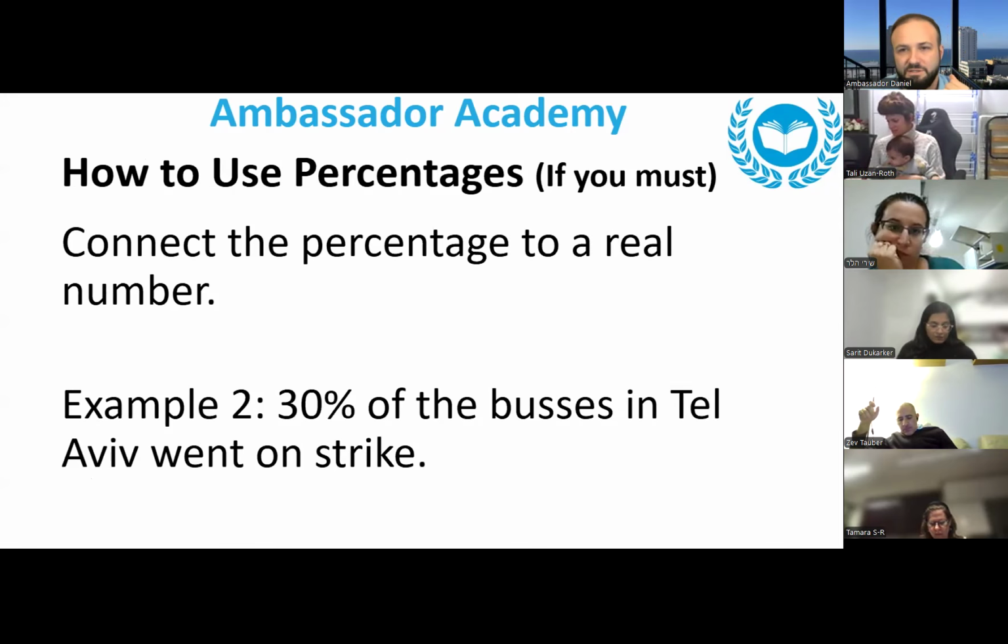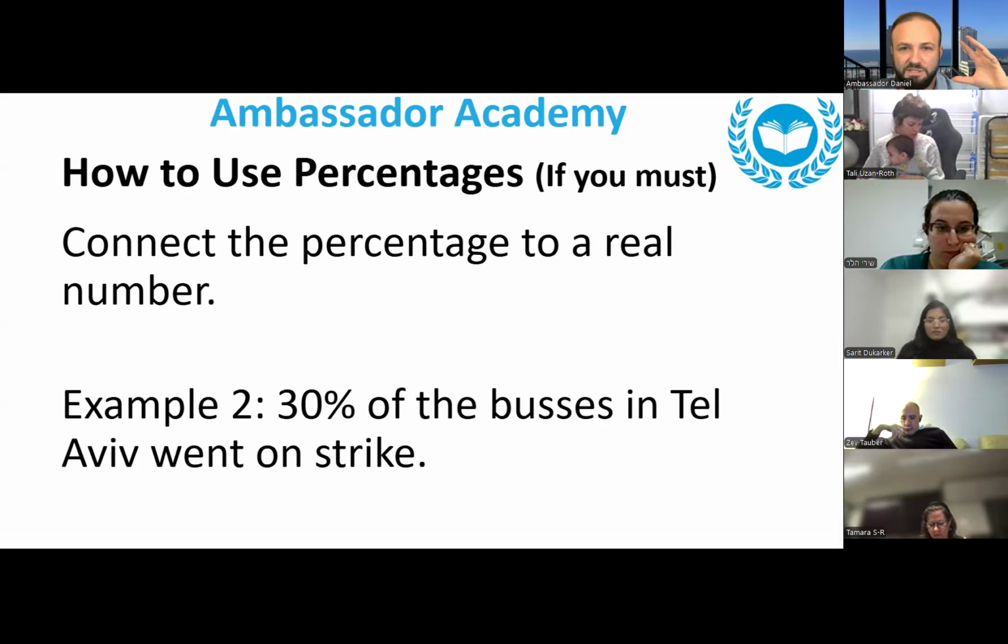If you have to use percentages because you feel it adds an oomph, connect it to a real number. This is your test. If you feel that the percentage is still important after you put the real number, you can use both, but you cannot use a percentage without explaining it. For example, 30% of the buses in Tel Aviv went on strike.